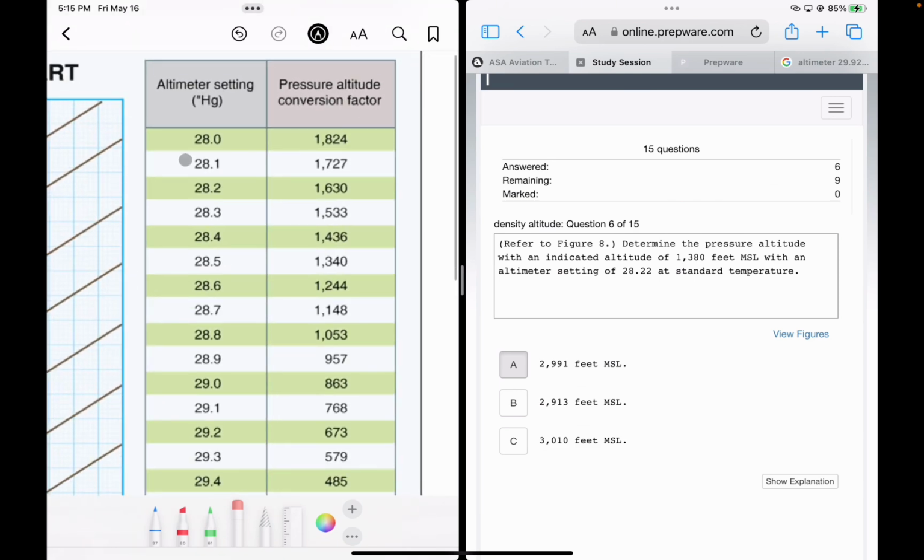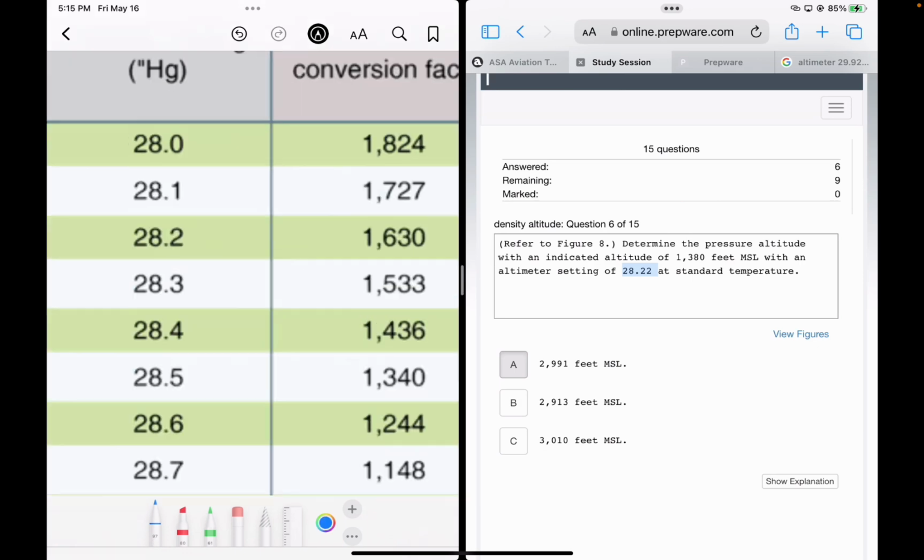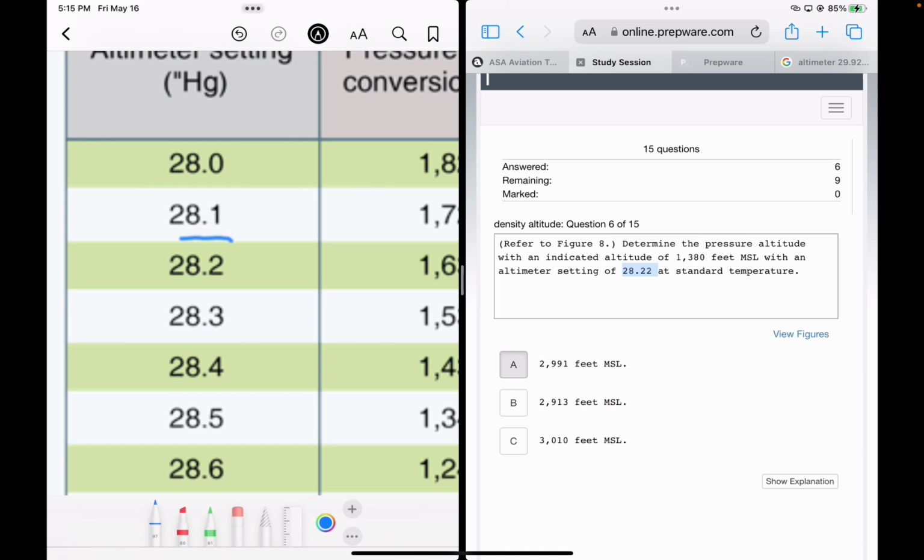So on this side, it shows the altimeter setting. On the other side, it shows the pressure-altitude conversion factor. So that's what we need to find the pressure altitude. So what you do is you take the altimeter setting, it says 28.22, and then you go to this chart and you try to find that on this chart. But if you notice, they don't have a 28.22, they only have a 28.2.